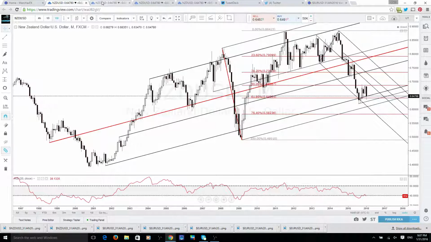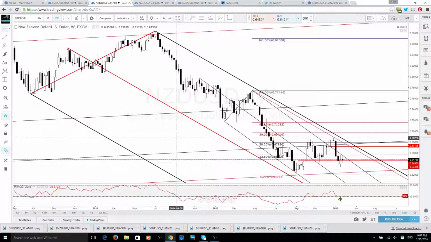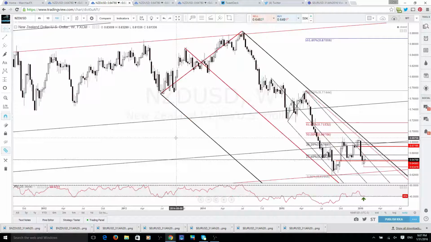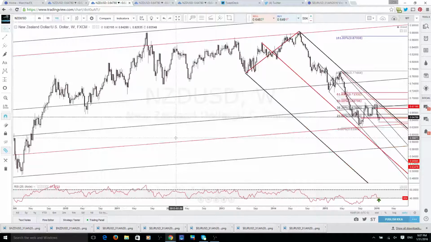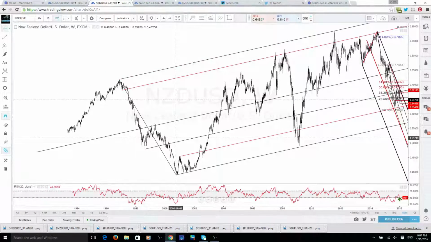Now, lower time frames. Let's go to a weekly. I really don't like this weekly. It's really a bit messy. But if I zoom out, you know, same thing here.